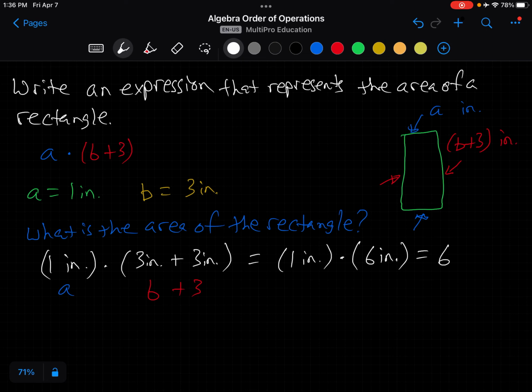Now, let's solve this. 1 times 6 is 6. But what do we do with the units? They're multiplied by each other. It's inch times inch. So what is inch times inch? Well, this is the same as writing 6 inch squared.